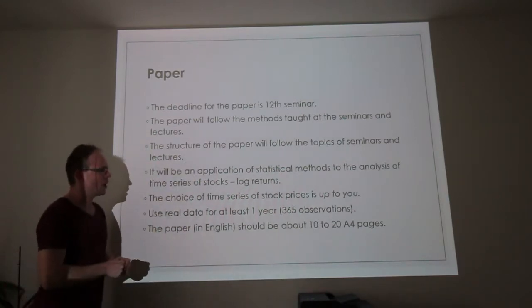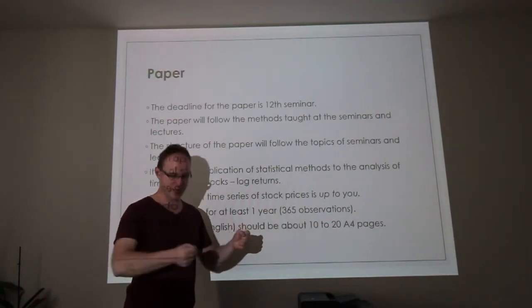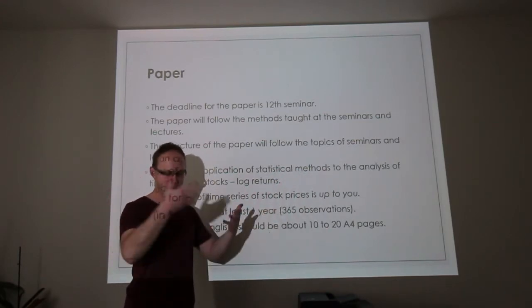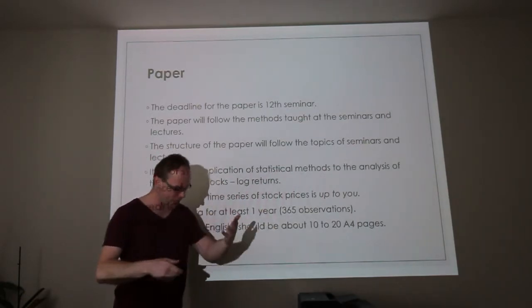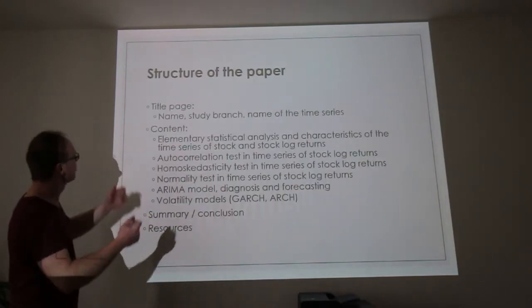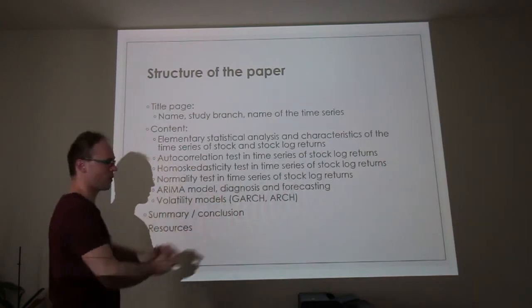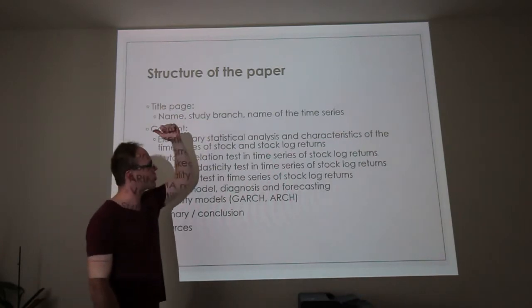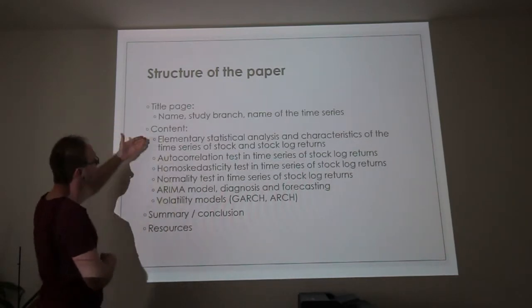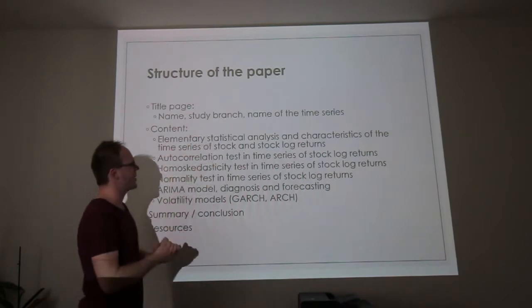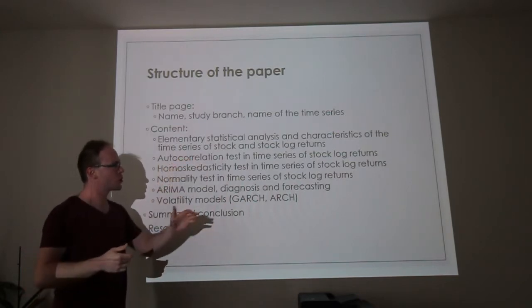The paper in English should be about 10 to 20 A4 pages, of course with text, sentences, paragraphs, formulas, tables, graphs, etc. Okay. Structure: title page. It will be necessary to have a title page, of course, because it's a paper, with name, study branch, name of the selected time series, the content, elementary statistical analysis and characteristics of time series of stock and stock log returns.